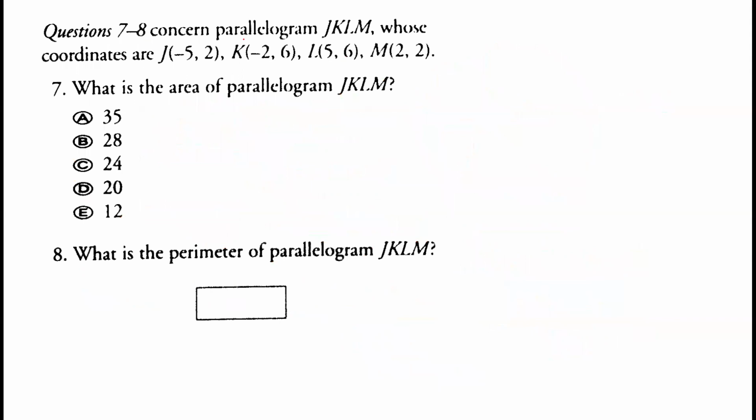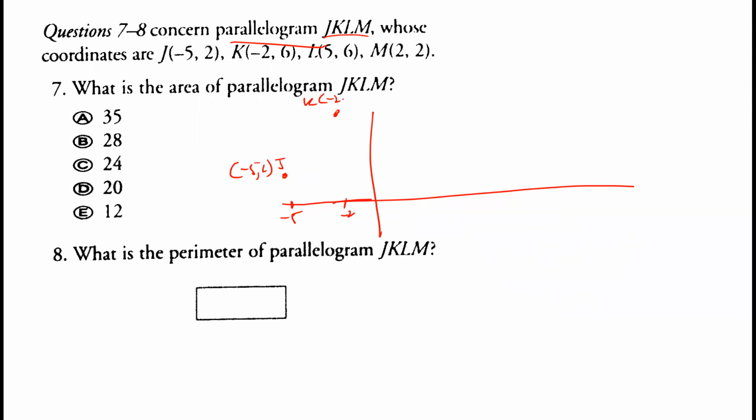Now question 7 and 8 concerns a parallelogram JKLM whose coordinates are given. Now let's come up with the coordinates. J is minus 5 and 2, so let's suppose this is minus 5, this would be 2, this is your J. K is minus 2 and 6, so this is minus 2, this is 6. This is K. L is 5 and 6.